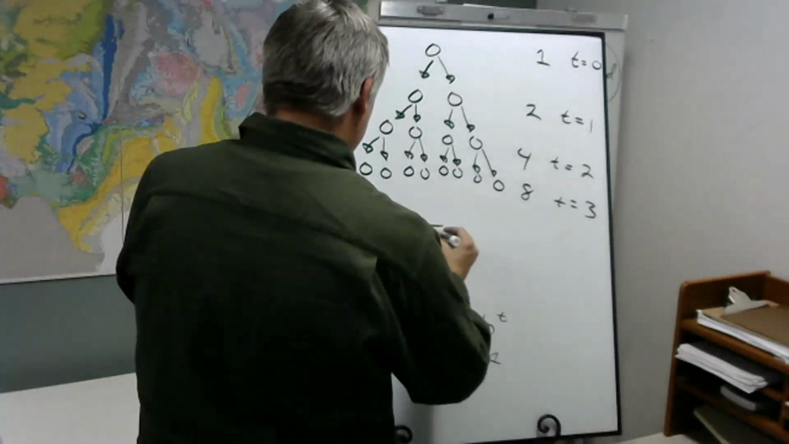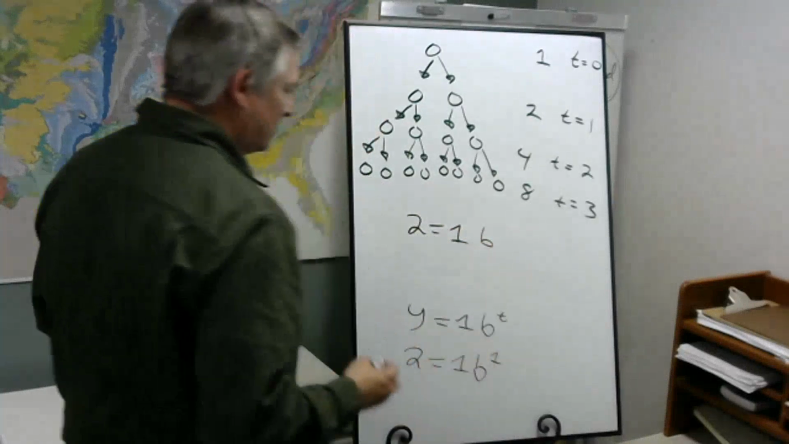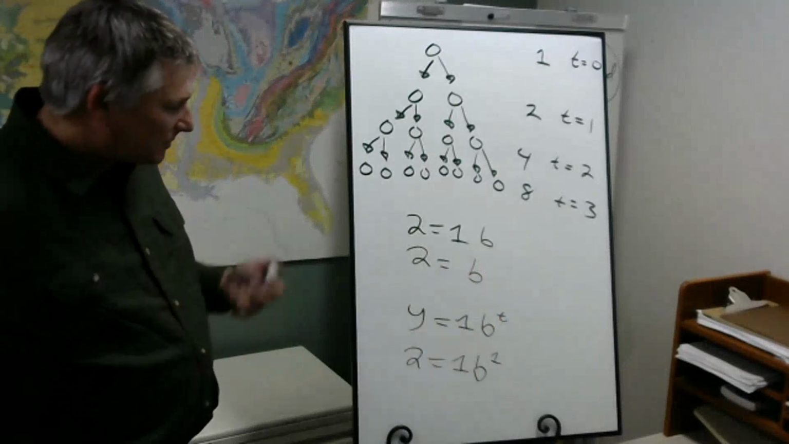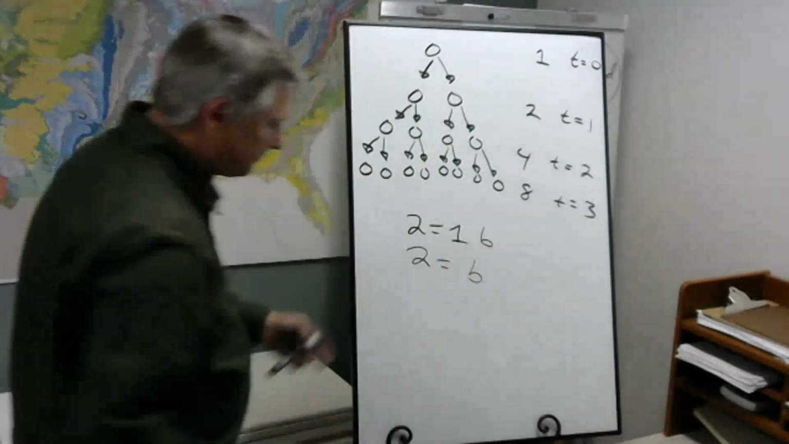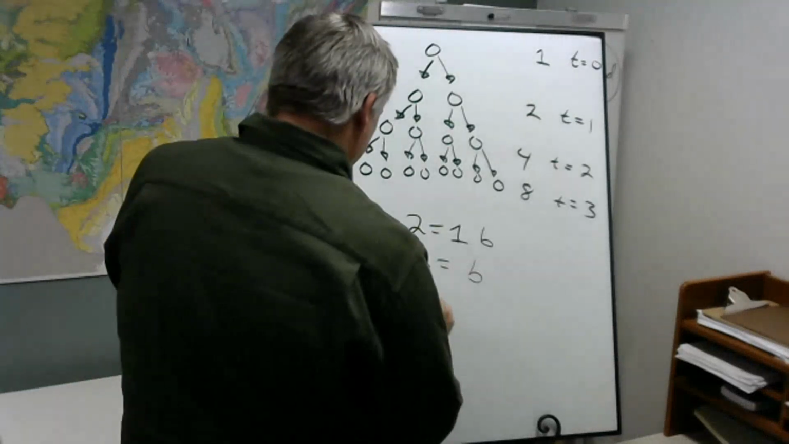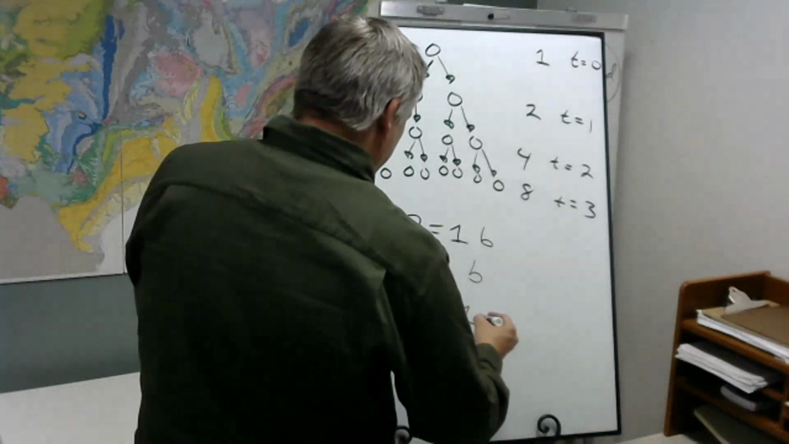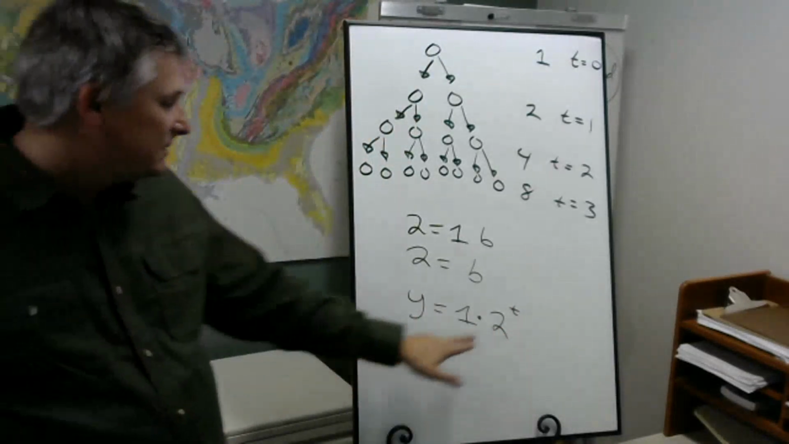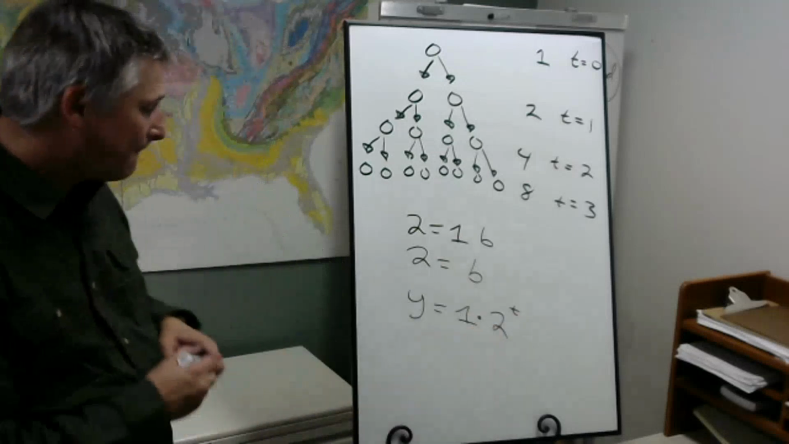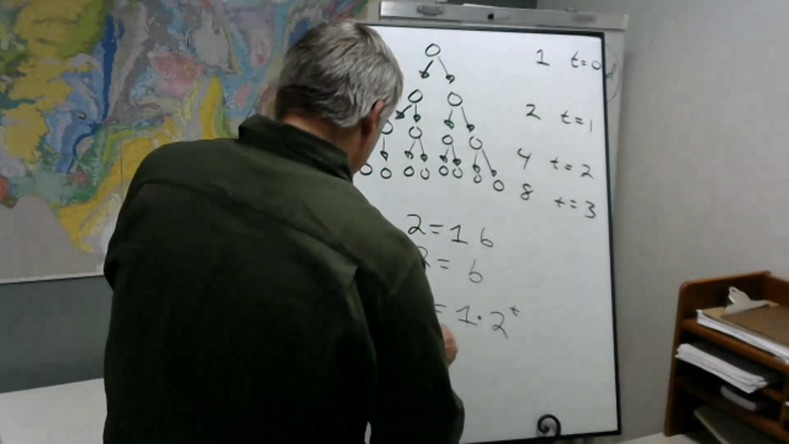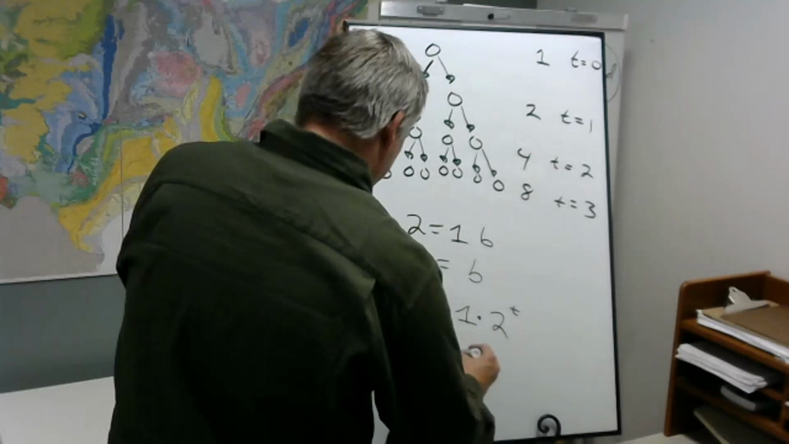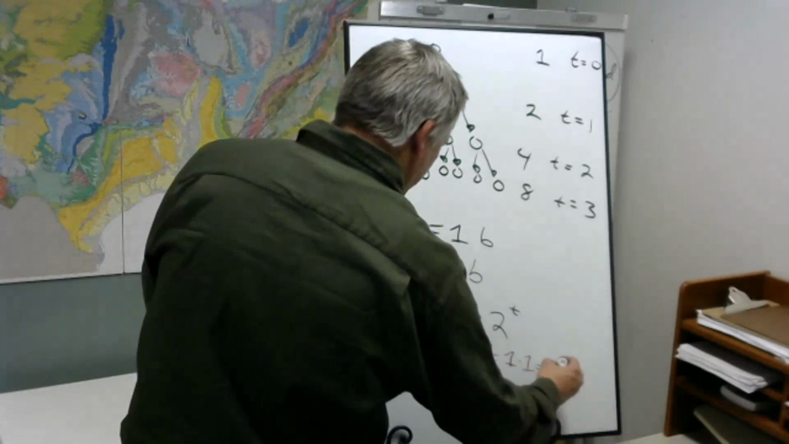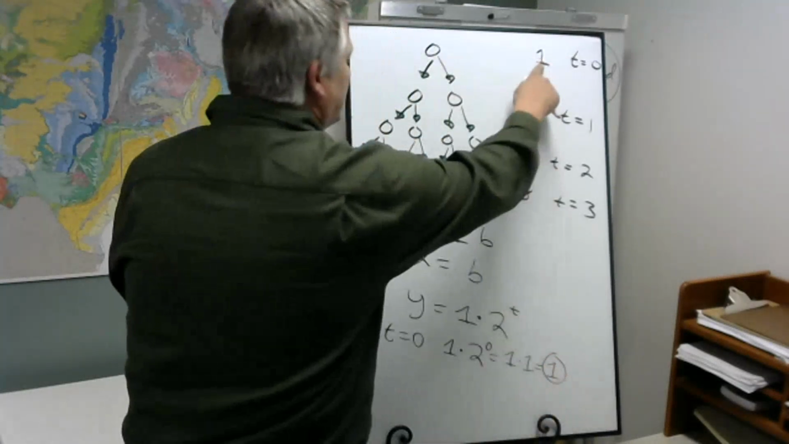So we get 2 equals 1 times b, and that just means 2 equals b. So now we know what b is. So now our formula is y equals 1 times 2 to the t. And we can try this out. Like when t is 0, we get 2 to the 0, which is 1. So we get 1 times 2 to the 0, which is 1 times 1, which is 1. And that's what we get at t is 0.